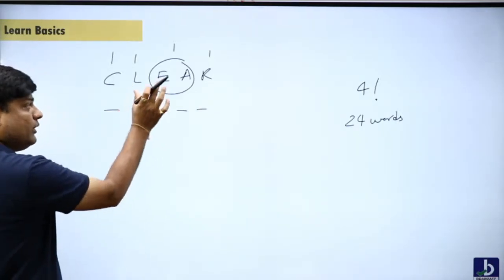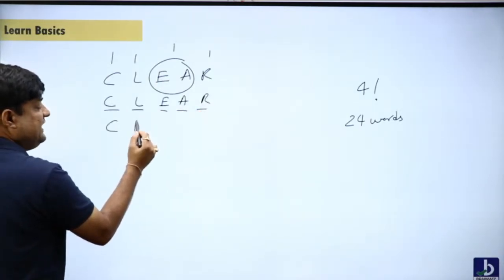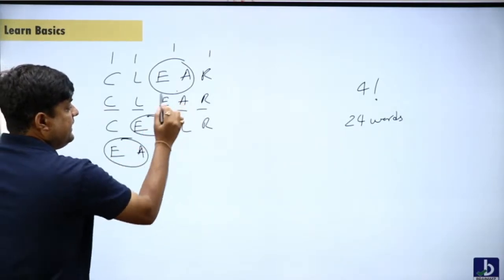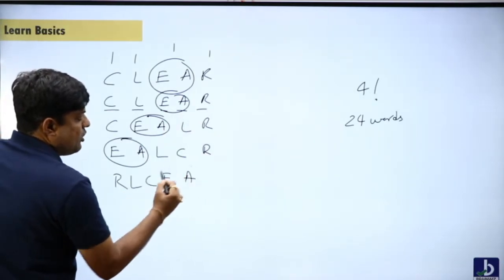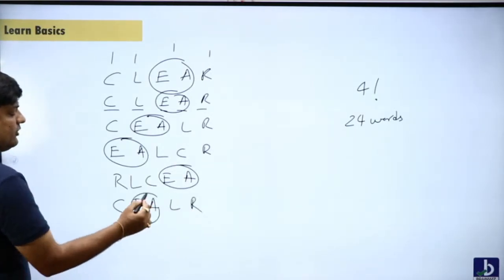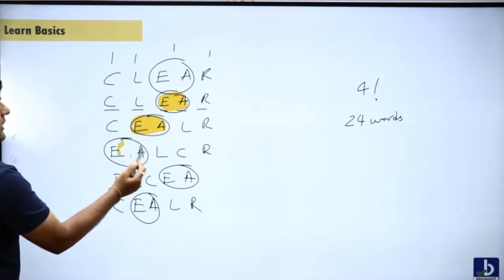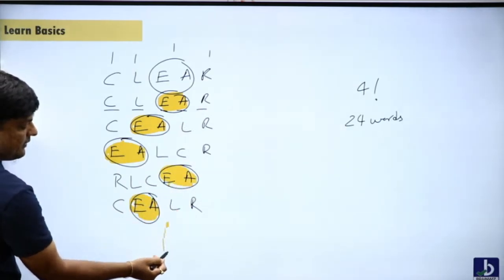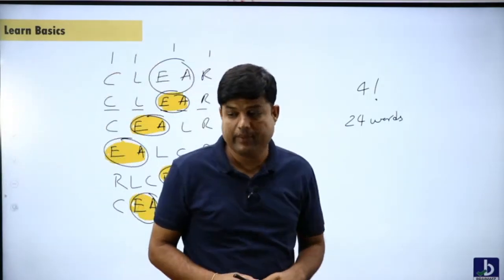Listen, everybody. Vowels are always together. They are not CLEAR. Or else CEALR, or EALCR, or RLCEA, or CEALR. So like this, you can try to see how many such words are formed, students. There are 24 such words formed if you keep on writing like this. Following, everybody? Yes or no?